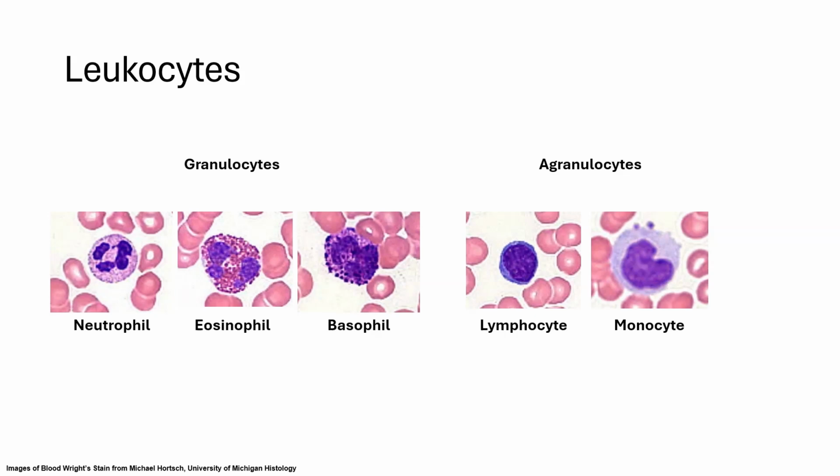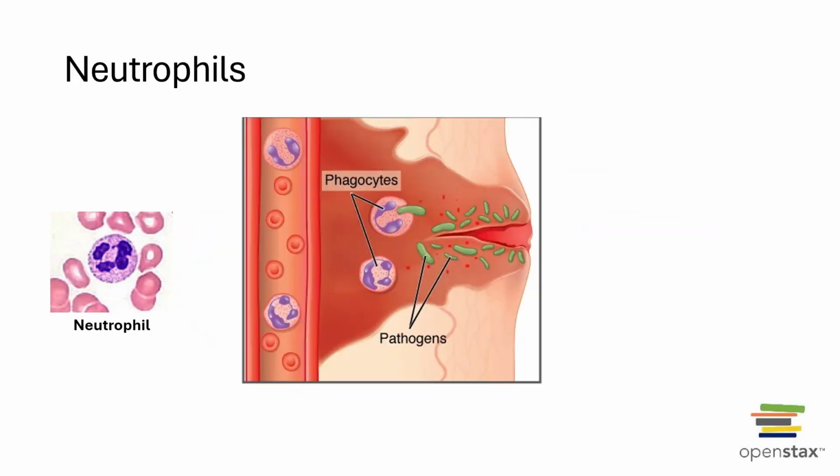One way of classifying leukocytes is based on the presence or absence of cytoplasmic granules. The leukocytes with granules are called granulocytes. This includes neutrophils, eosinophils, and basophils. The leukocytes without cytoplasmic granules are called agranulocytes. Lymphocytes and monocytes are the 2 major types found in blood.